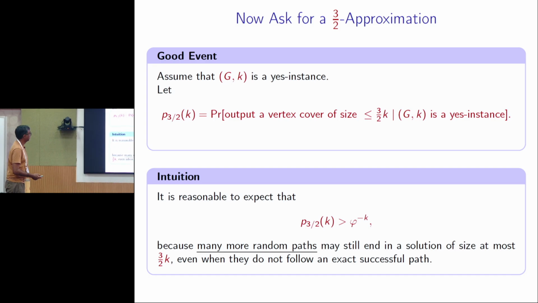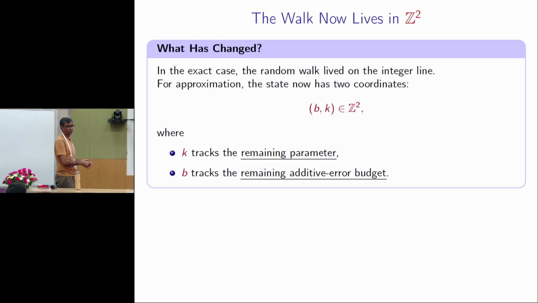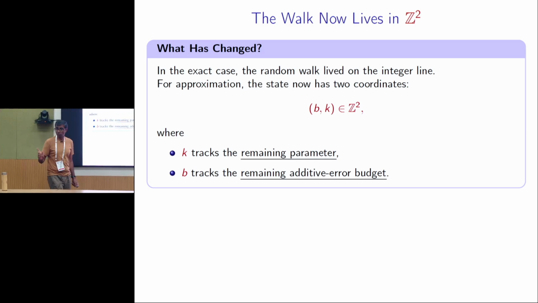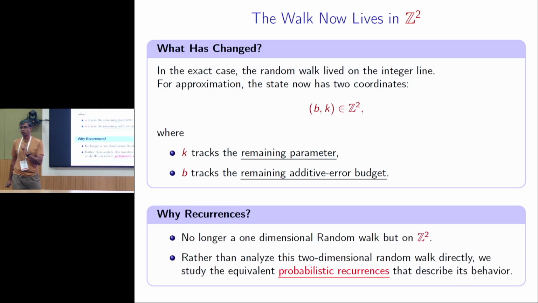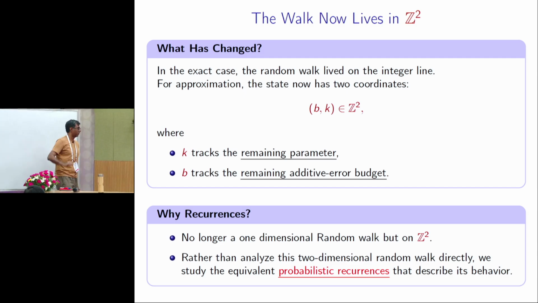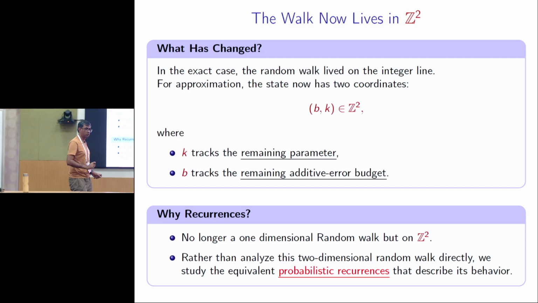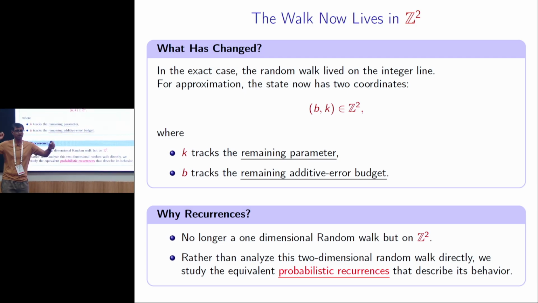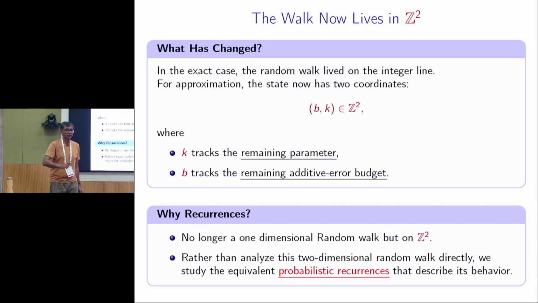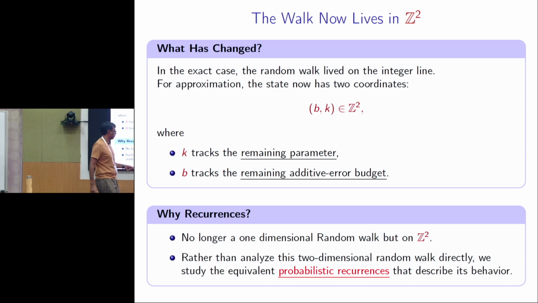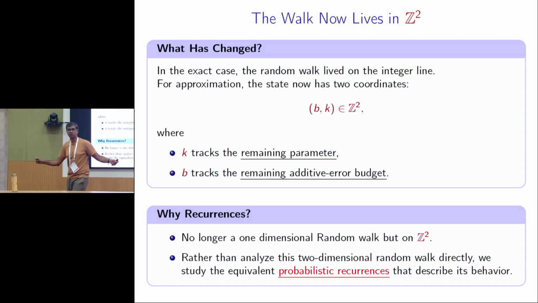Okay. So now to do this, the state has 2 coordinates. K tracks the remaining parameter and B tracks the remaining additive error budget. So now our walk is no longer one-dimensional because it is a walk over Z squared, and I am not able to analyze these 2-dimensional random walks because I do not have a clear picture of what I mean by number of steps, what I mean by the number of paths, right? So rather than doing this, we study an equivalent probabilistic recurrence that describes the behavior of this walk.